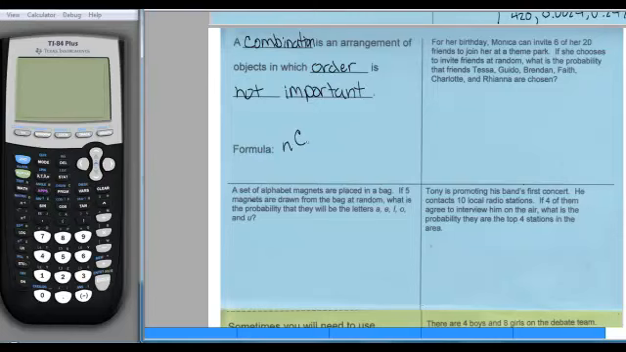So we have nCr, which is n factorial over (n minus r) factorial times r factorial. And your n is still your whole or total objects, and r is still your part or sample objects.